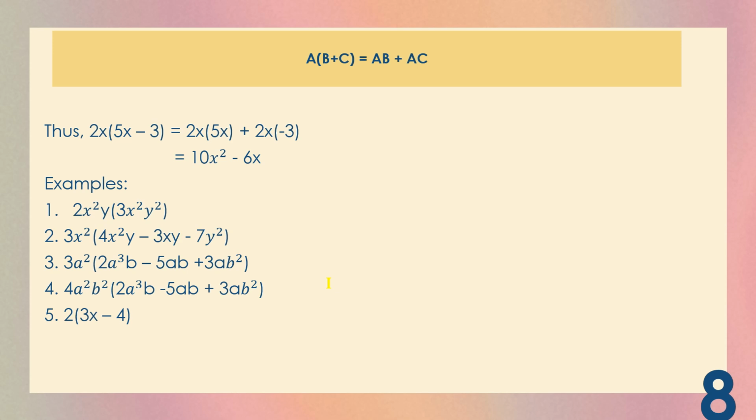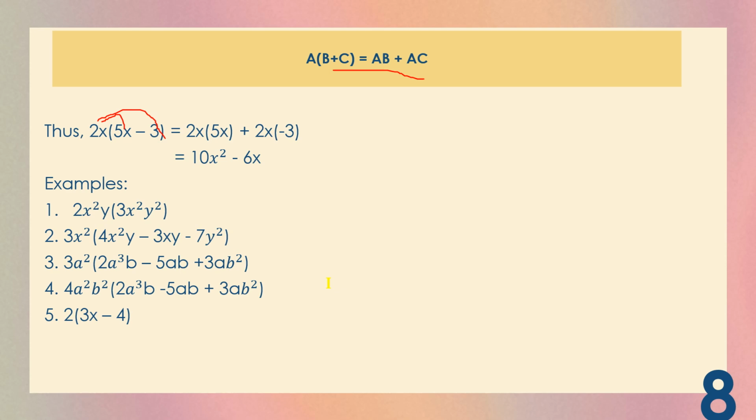We have 2x times 5x minus 3. So we have 2x times 5x plus 2x times negative 3. Because we need to use this pattern for multiplication, we use the distributive property. So we have 10x squared minus 6x.